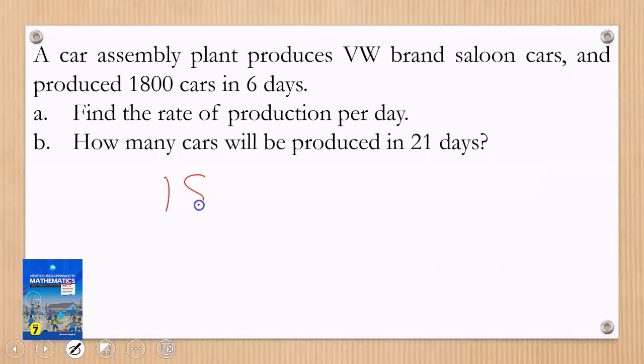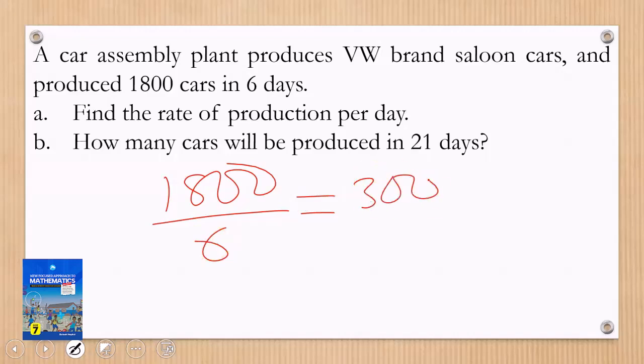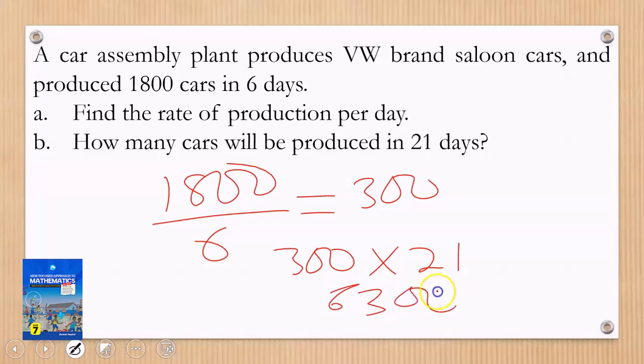And it's so simple. If they are producing 1,800 and they use 6 days in doing it, then one day is going to be 1,800 divided by 6, which will give us 300. So every day they produce 300. How many cars will be produced in 21 days? If a day is 300, then 21 days is going to be 21 times that. If you multiply 21 times 300, we get 6,300 cars. Good.